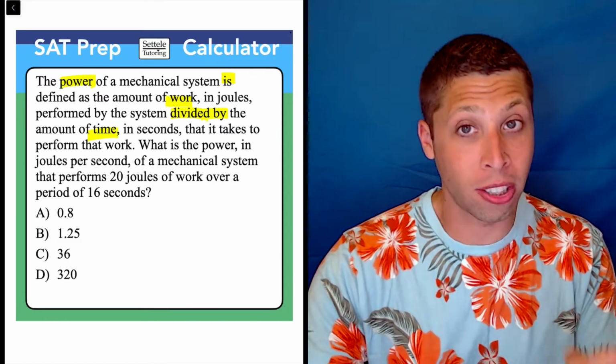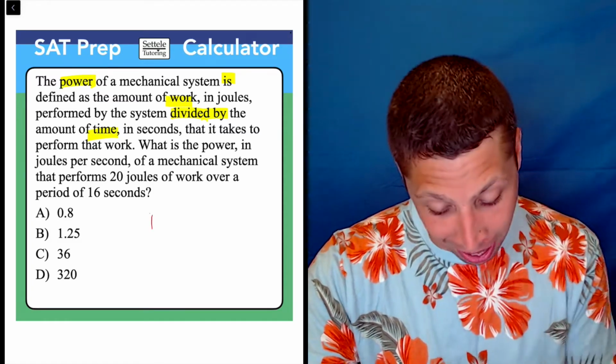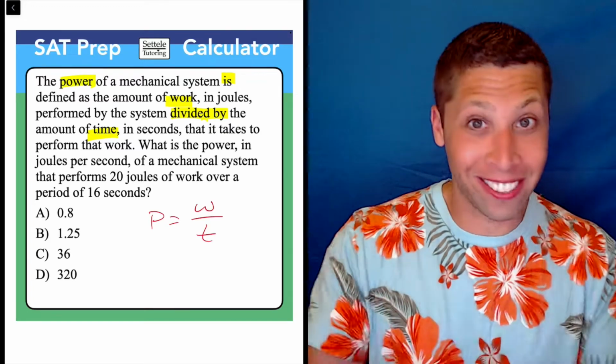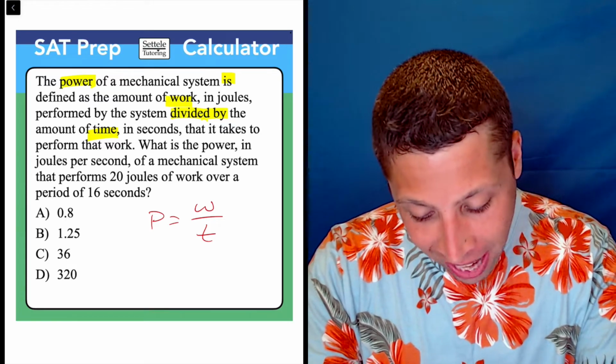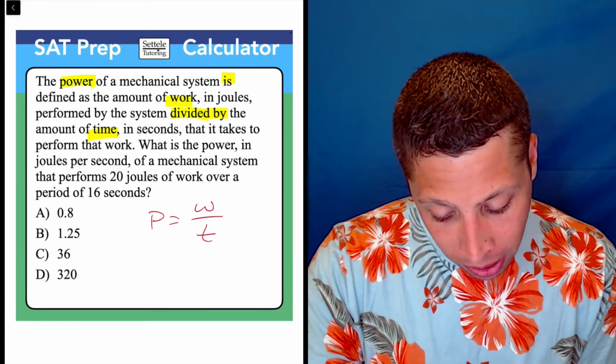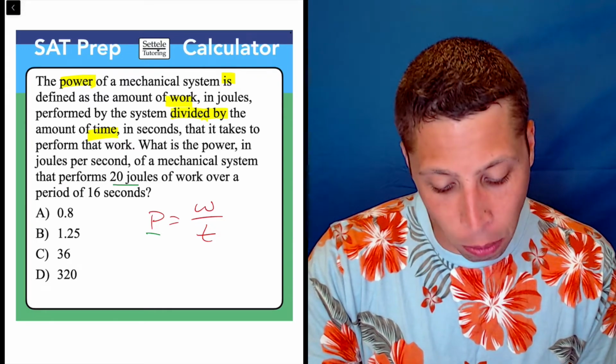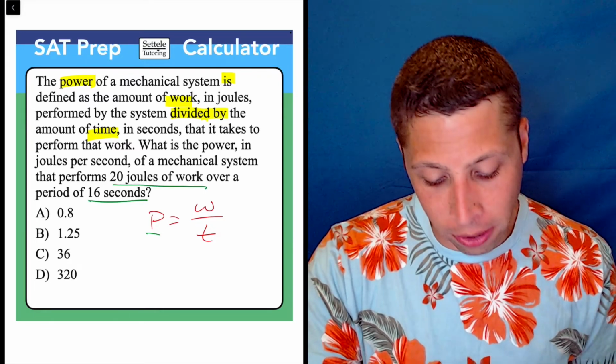So I can write what I just highlighted in a very simple way. The power is the work divided by the time. Okay, notice it's a simple equation. And what do they give us next? What is the power in joules? So we're going to find the P, in joules per second, of a mechanical system that performs 20 joules of work over a period of 16 seconds.